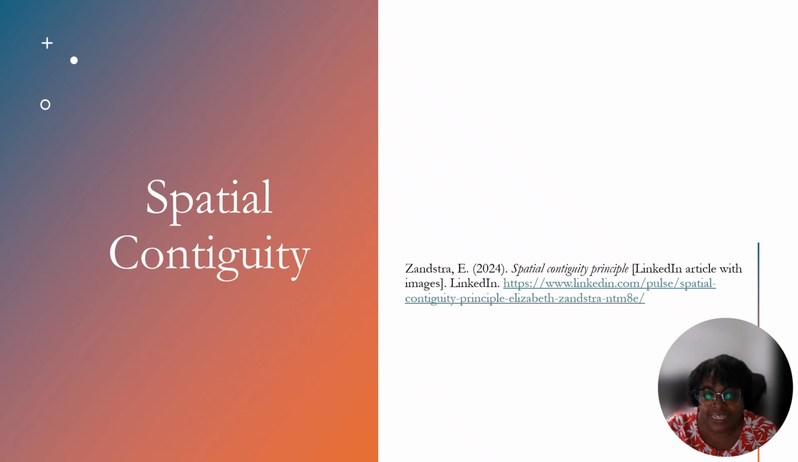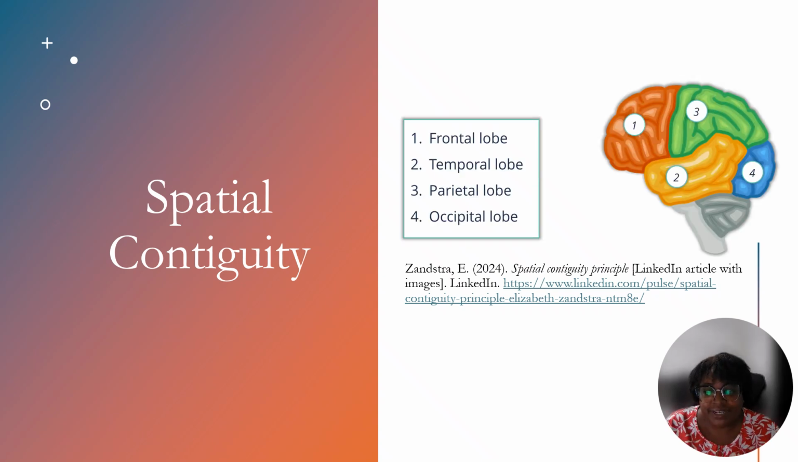So the first one is spatial contiguity. All right, so if we look at this picture, we have a picture of the brain and then the four parts of the brain. And we see that we have the parts numbered and then they correspond to the numbers here, which give the names. So if we're looking at the picture and we look at the orange part, it's numbered 1. And then we have to go to the left to see what number 1 is called.